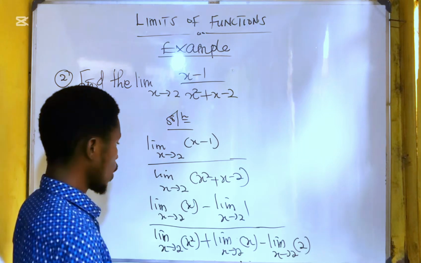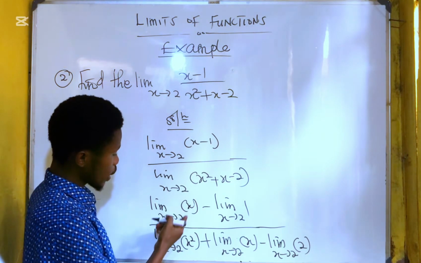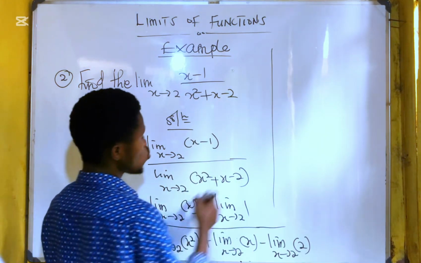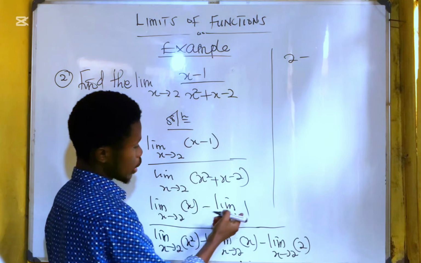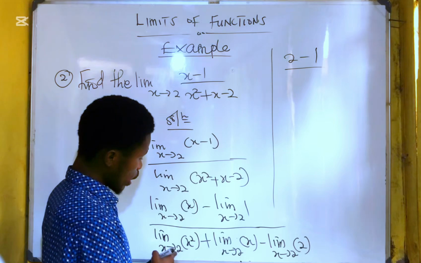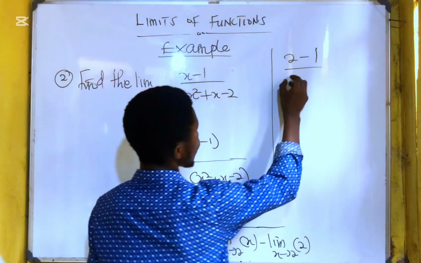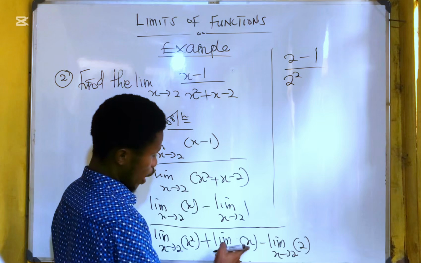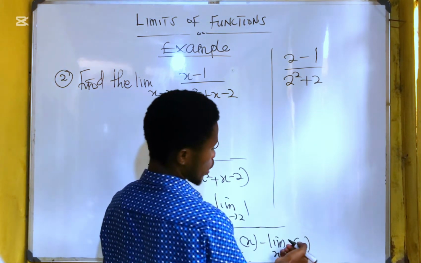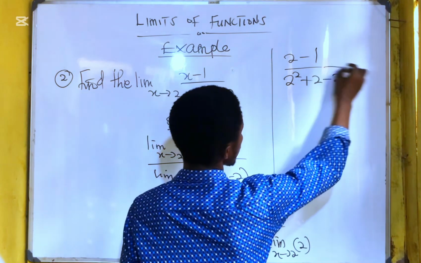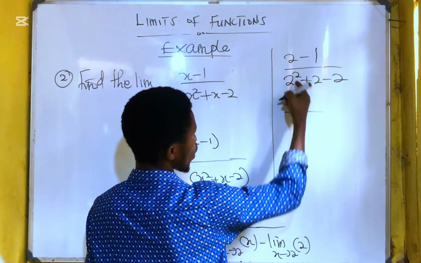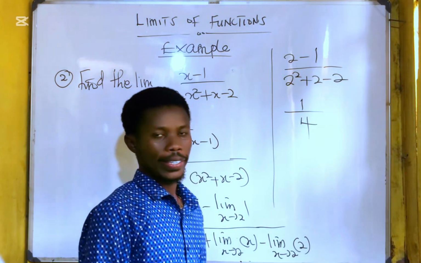Is that okay? Now in this case, here means that wherever I see x, I should put 2 there. So this side is going to be 2 minus, now there is a constant, limit of a constant will still give you the same thing. So 1, all divided by, I should put 2 here so that I'll get 2 squared. Plus, put 2 here. The x was replaced by 2. Minus, here is a constant, so I will maintain my constant. 2 minus 1 is 1. 2 minus 2 is 0. 2 squared will give you what? 4. Is that okay? Yes.